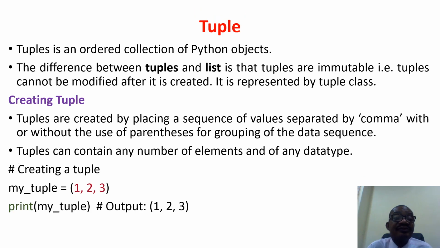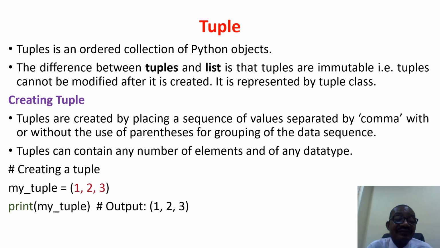Then we have tuples. A tuple is an ordered collection of Python objects. The difference between tuples and lists is that tuples are immutable. This means that tuples cannot be modified after they are created. They are permanent. Tuples are represented by the tuple class. If you want to create tuples, they are created by placing a sequence of values separated by commas, with or without the use of parentheses for grouping of the data sequence.